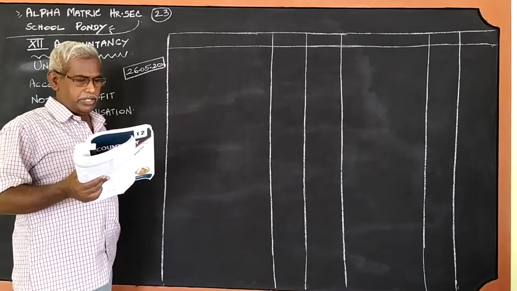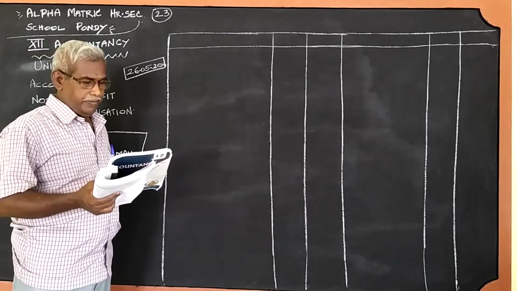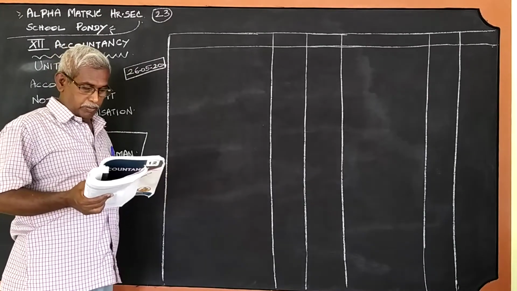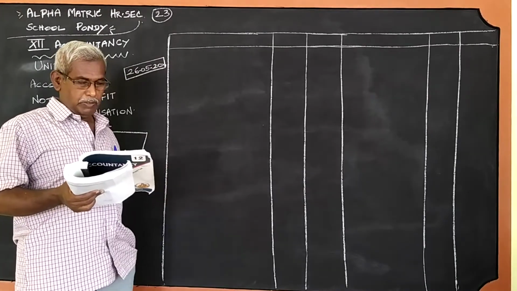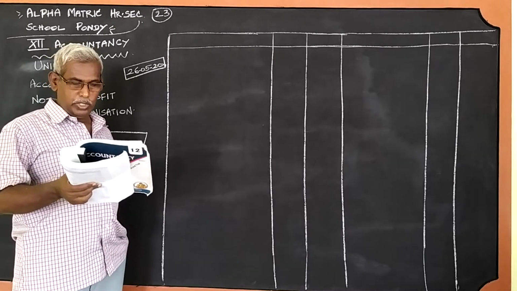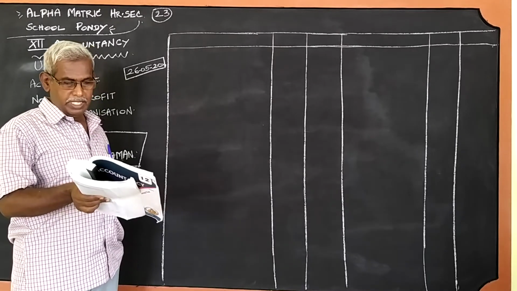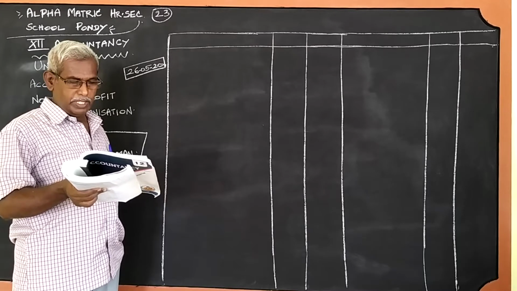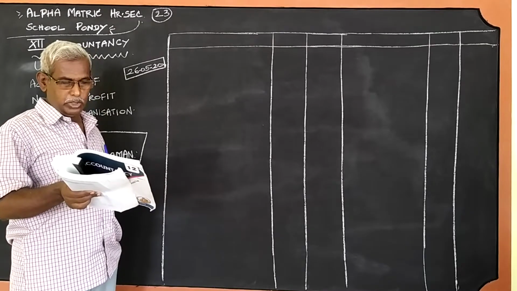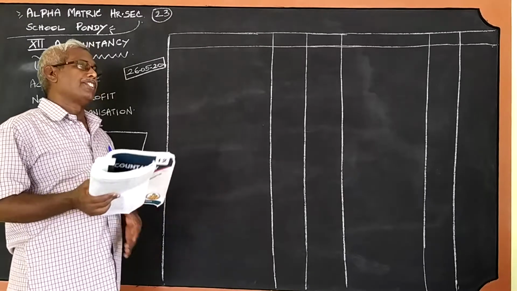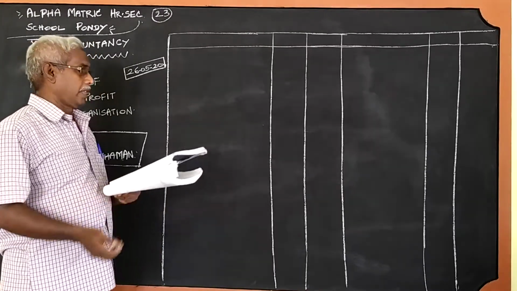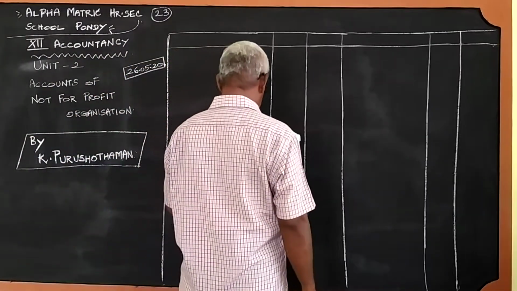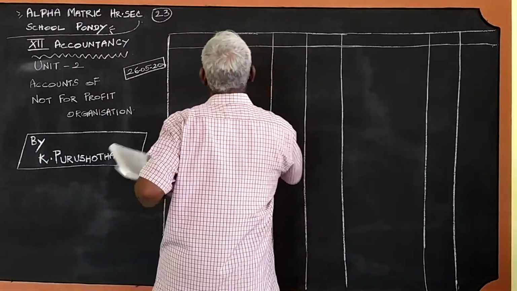Good morning, students. Today let us see problem number 23. We are supposed to prepare, from the following receipts and payments account of Sevavasi Pensioners Recreation Club, the income and expenditure account for the year ended 31st March 2018 and the balance sheet as on that date. In the books of Sevavasi Pensioners Recreation Club.